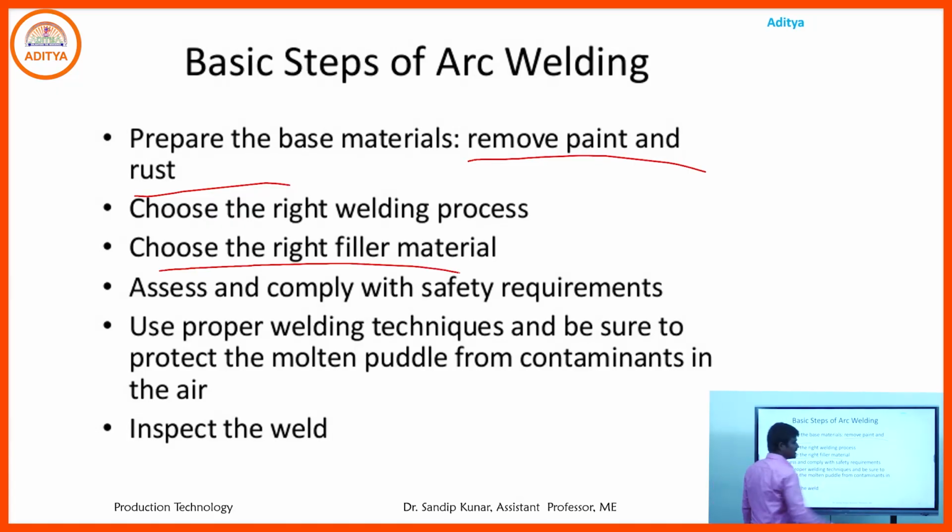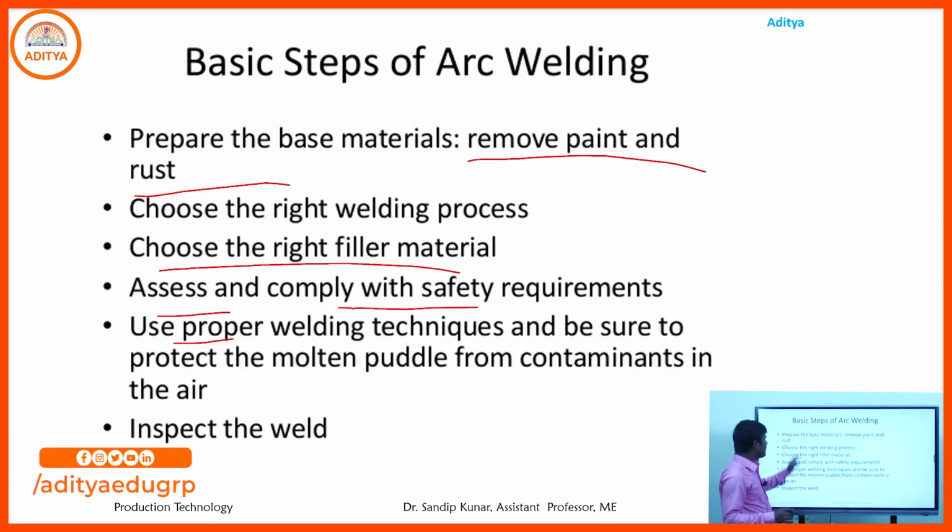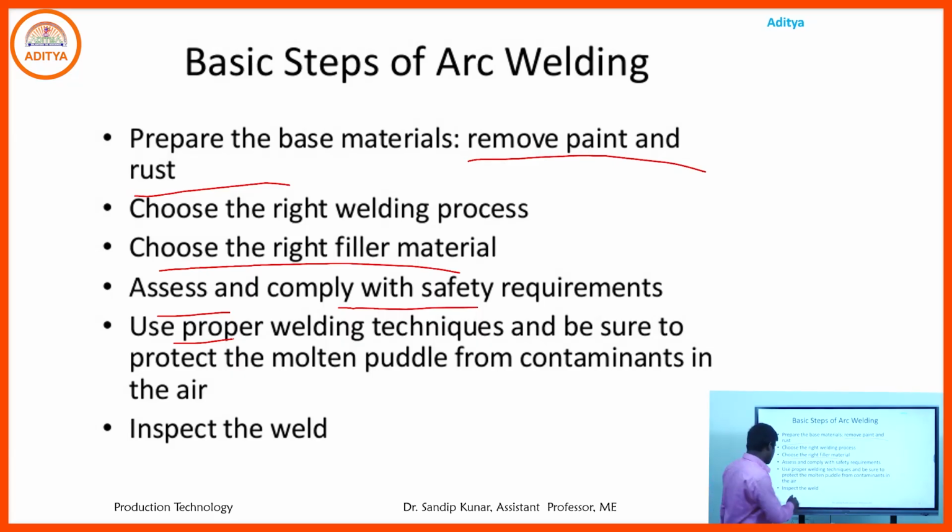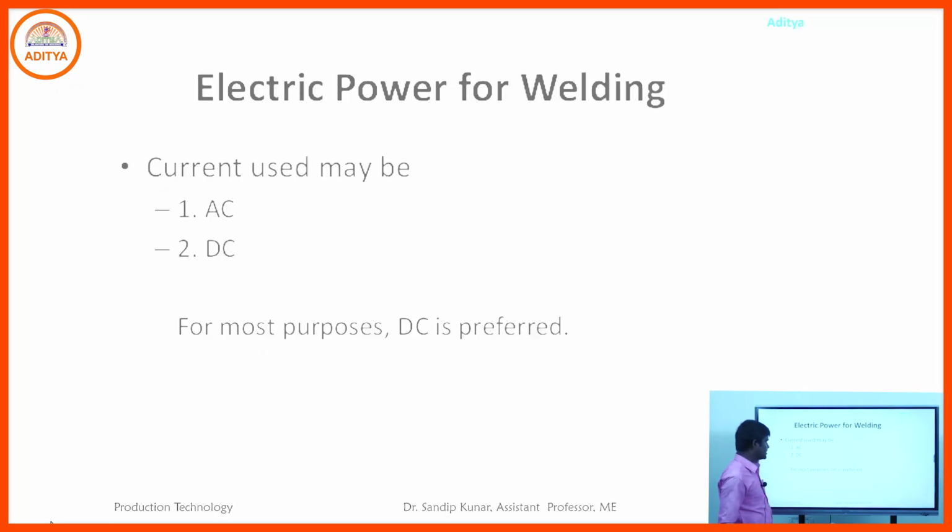Then choose the right filler material. For a particular parent material, we have to choose which filler material is required and appropriate. Then assess and comply with the safety requirements, and during welding time we also take some safety precautions. We also use the proper welding techniques and make sure to protect the molten metal from contaminants. Also we take particular filler materials with a particular flux coating, which helps with shielding and protects from oxide formations. And last, inspect the weld.